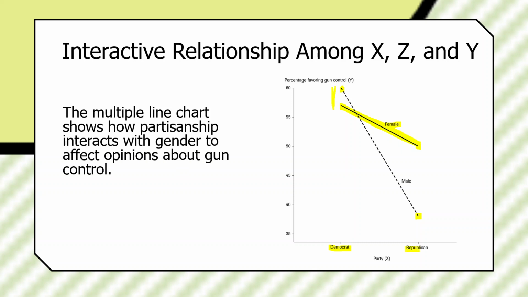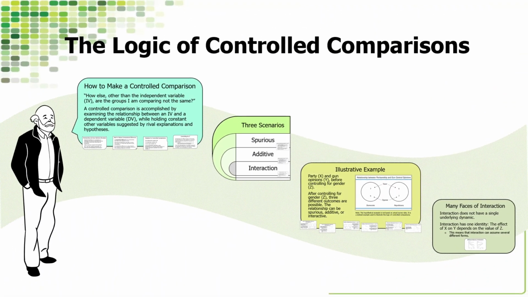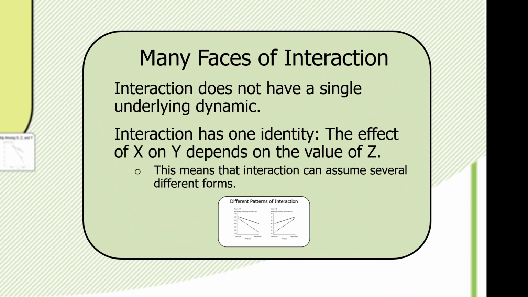So again, if someone were to say, what's the effect of partisanship on gun control opinions controlling for gender, you have to give a different answer depending on the values of the control. The effect of X on Y depends on the value of the control variable, gender. Interaction really doesn't have a single underlying dynamic. It can assume many forms. It has one identity, and this is the identity. The effect of X on Y depends on the value of Z.